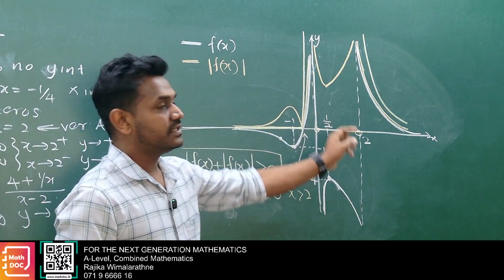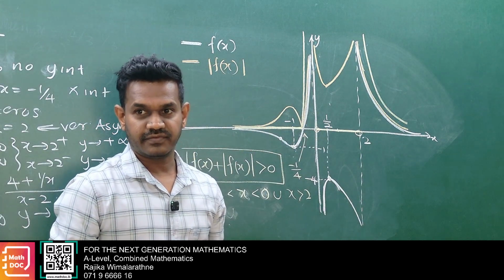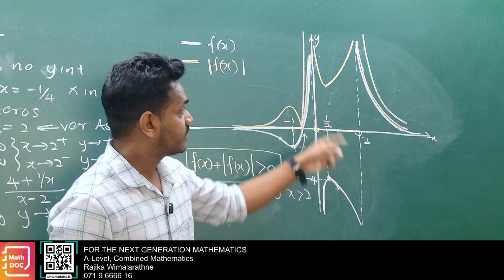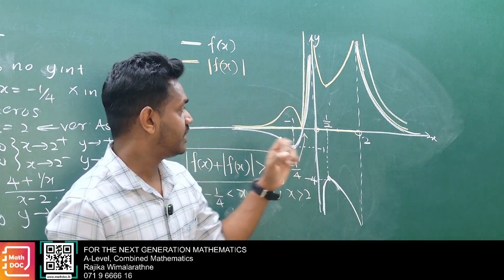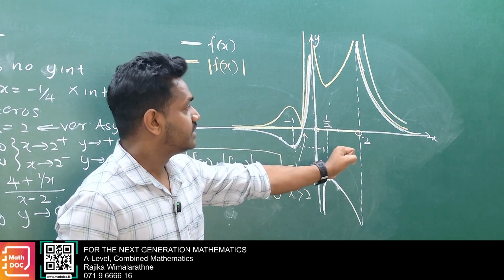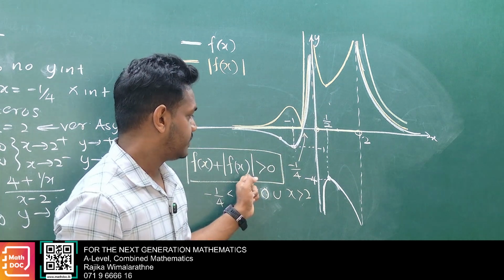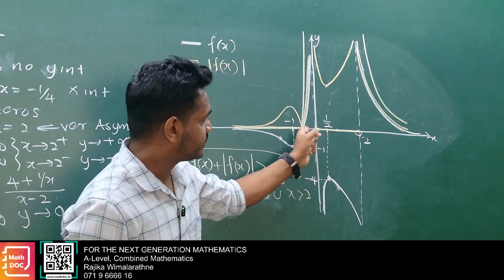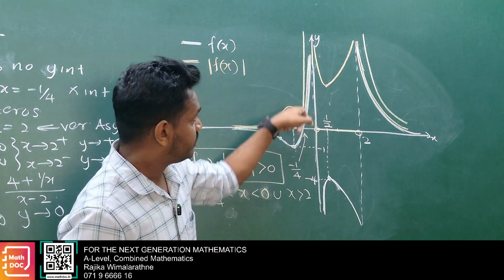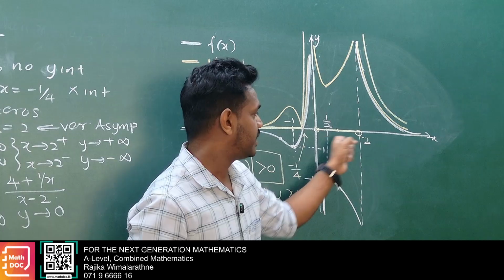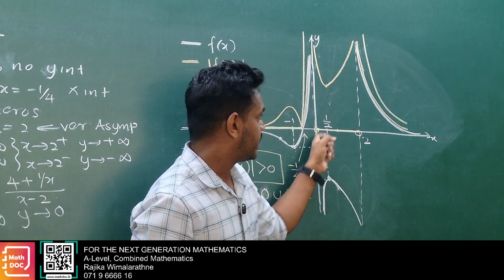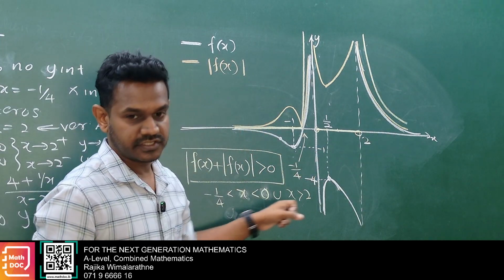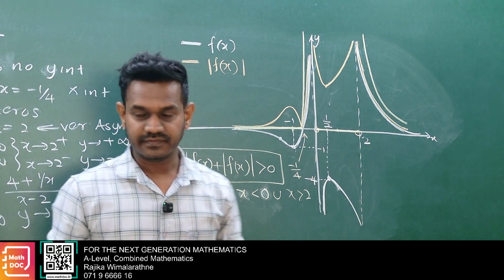So the white color one is our original f(x) graph. Then modulus means negative values you need to change to positive. That is the modulus graph. Then the addition is the yellow color one, and we have to check that it must be positive. The zeros we forget. Then minus 1/4 to 0 is positive, and again 0 to 2 gives 0, and greater than 2 is positive. Therefore, here is the corresponding region. Complete.